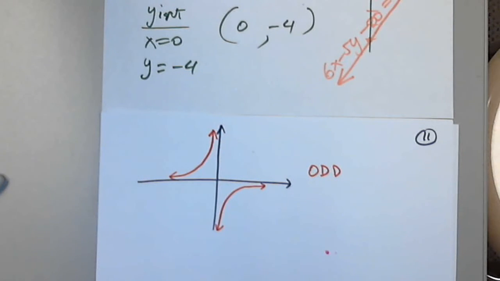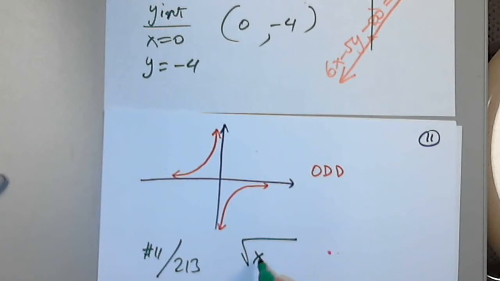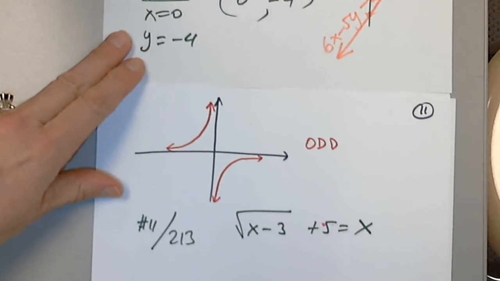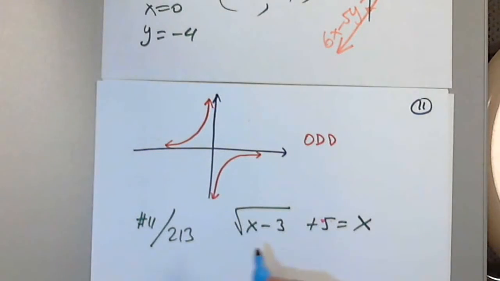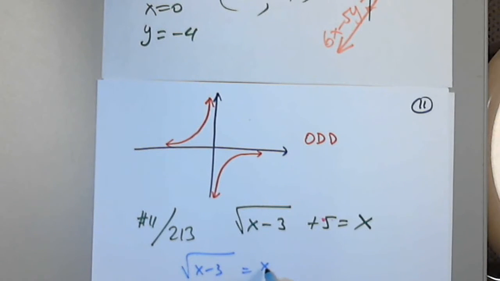Okay. Let's say number 11 on page 213. The square root of x minus 3 plus 5 equals x. What do I have to do first? First of all, what type of equation is it? Read it, not out loud, just read it for a second. It's radical. Very good. So what do I have to do first? Get rid of 5. Yes. So the square root of x minus 3 equals x minus 5.